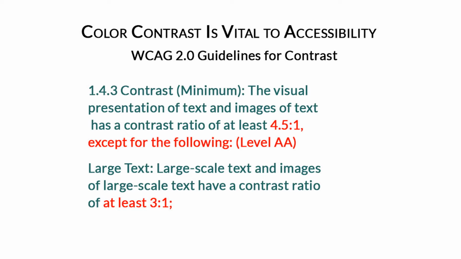Color contrast is vital to accessibility. The WCAG 2.0 guidelines for contrast, 1.4.3 Contrast (Minimum): the visual presentation of text and images of text has a contrast ratio of at least 4.5 to 1, except for the following, level AA. So with the large text, large-scale text and images of large-scale text have a contrast ratio of at least 3 to 1.